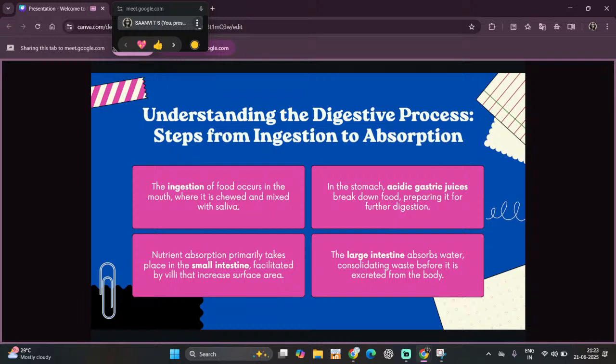Okay, moving on to the last concept that I will be covering, which is human nutrition, specifically digestion. We all know that there are five major steps involved in digestion. It starts with ingestion and ends with assimilation. Ingestion of food occurs in the mouth, where it is chewed and mixed with saliva. Here two major processes take place: mechanical digestion and chemical digestion by salivary amylase.